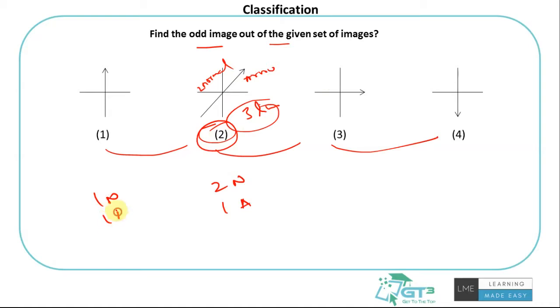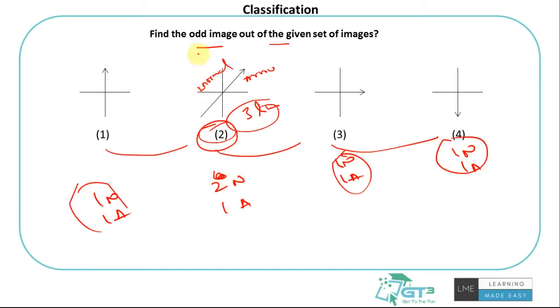Whereas here, one normal, one arrow. So these have a similarity, but this one is looking to be the odd one. So the answer is the second one. So that's why you have to just try to understand the similarity in three of the four and then pick that odd one out, which is not fitting into that group.